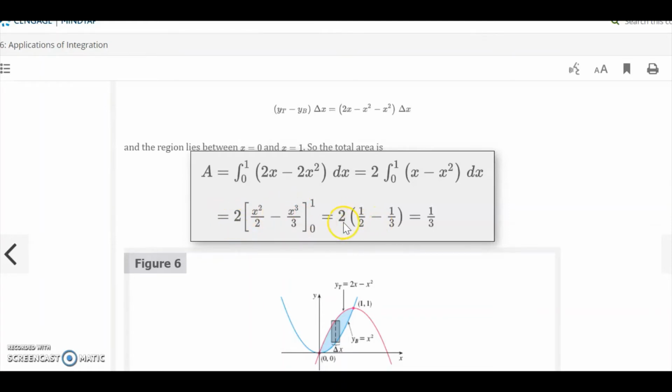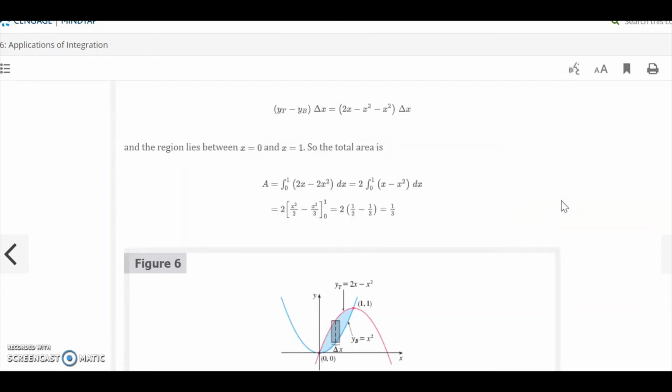You just have to remember to redistribute that 2 back into everything. So when you're looking from 0 to 1, you plug in a 1 everywhere. Then you subtract, plugging in a 0 everywhere, which is just 0. And you have to redistribute that 2. So that's how they end up with 1/3.